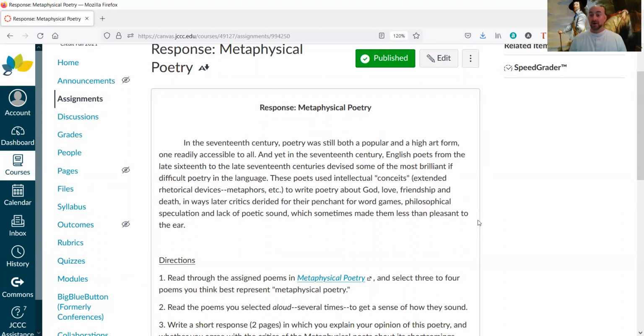They use a lot of word games. They love puns. They're doing philosophical speculation in their poetry. And sometimes it's not necessarily the easiest thing on the ear. It doesn't sound that great. The lines don't match up perfectly when you read them out loud. And so it's sometimes less than pleasant. This is some of my favorite poetry, actually. So I've read this stuff.